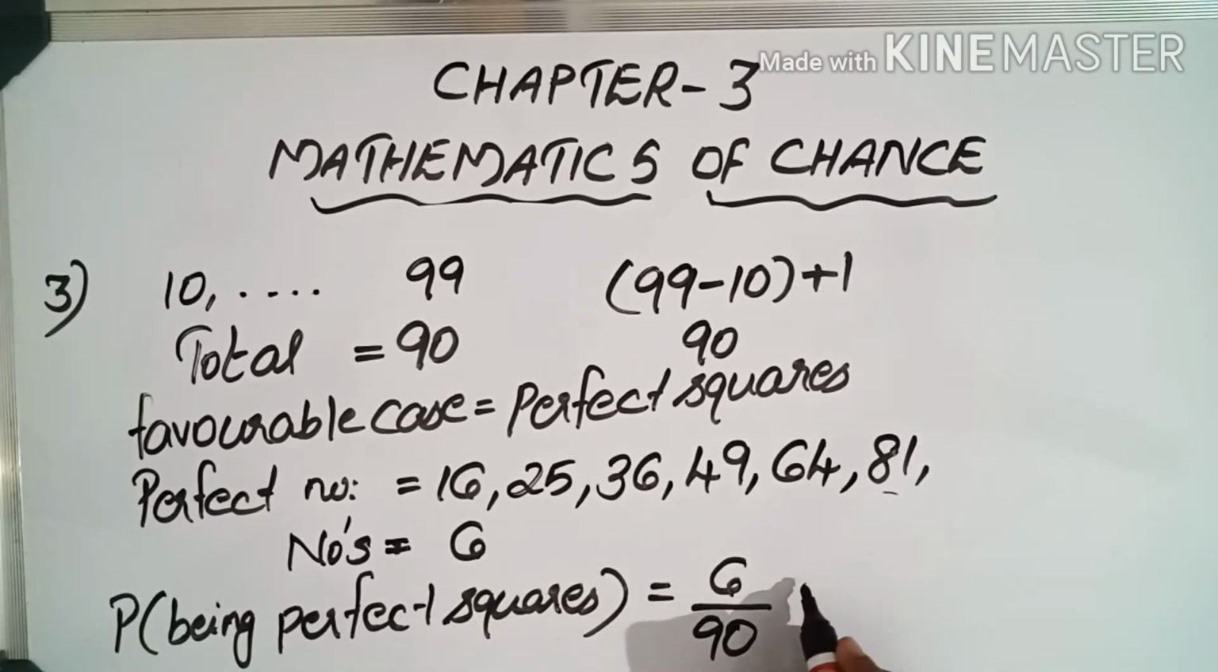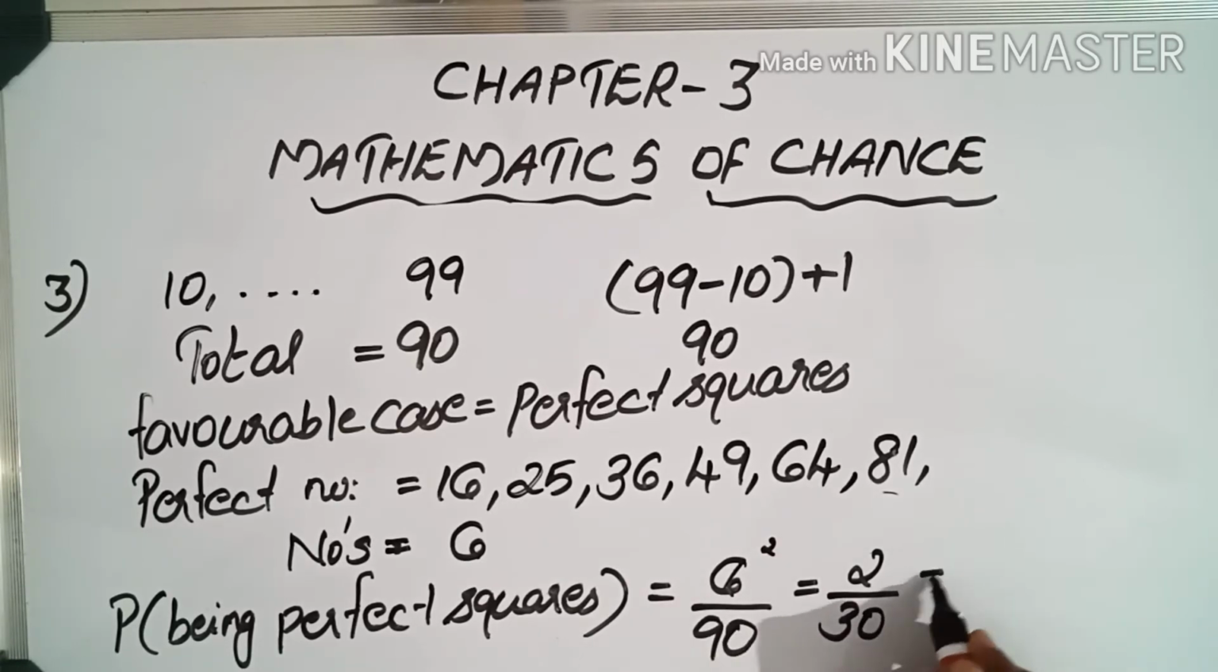If you want, you can simplify this. Simplification will be by 3. So here it is 2 by 30. Again we can simplify, that is 1 by 15 is the probability of being a perfect square. Okay, so this is the answer.